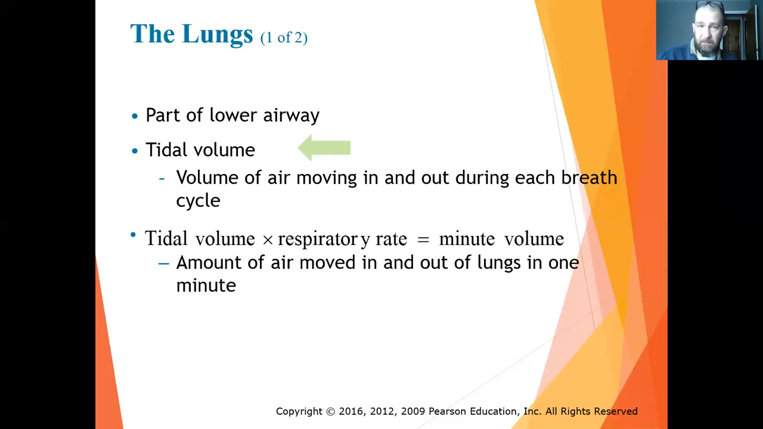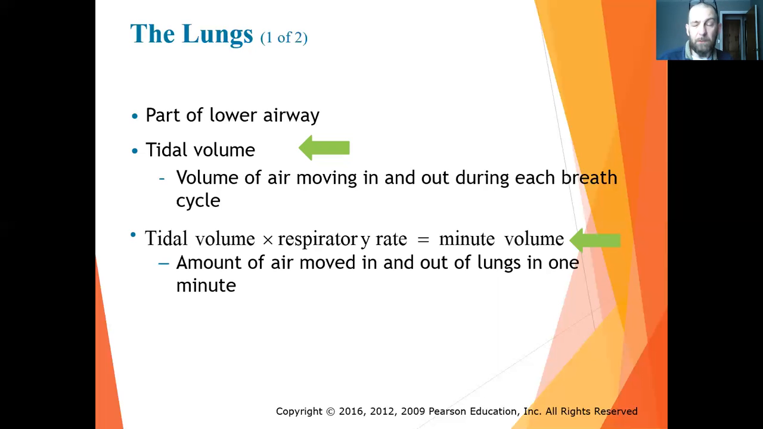So we need to know what tidal volume is. We need to understand what minute volume is and how they're affected. So I can lower the tidal volume. Let's say somebody has asthma, and instead of bringing in 500 milliliters, they're bringing in 350 milliliters. And you times that by the respiratory rate.